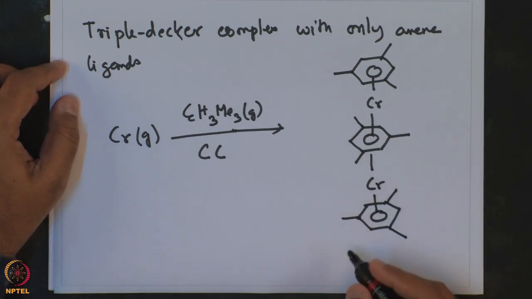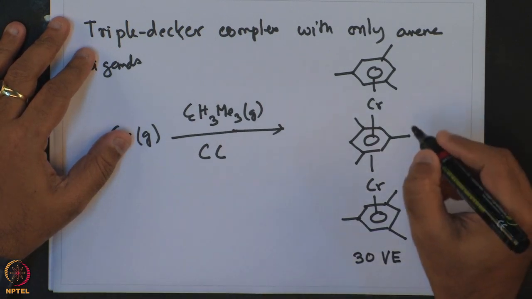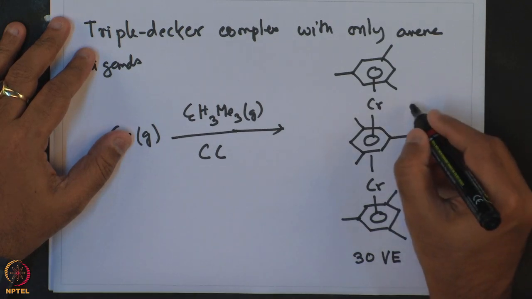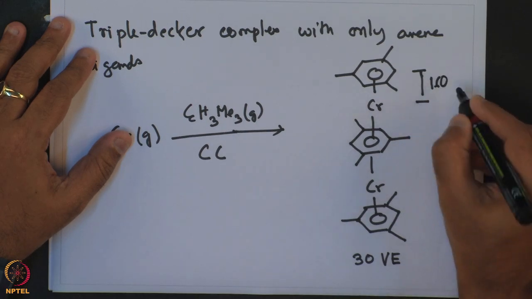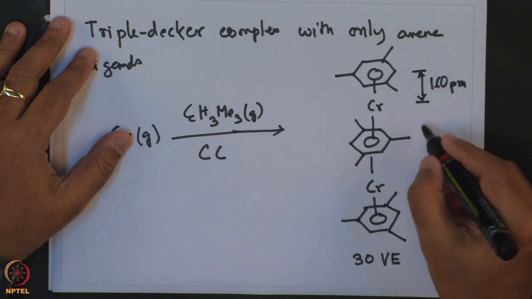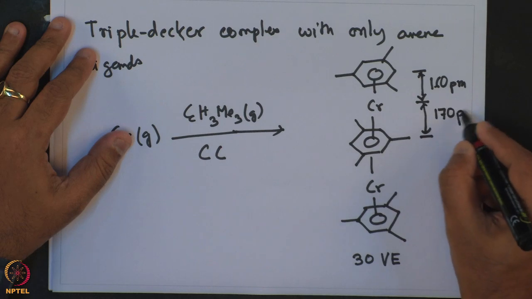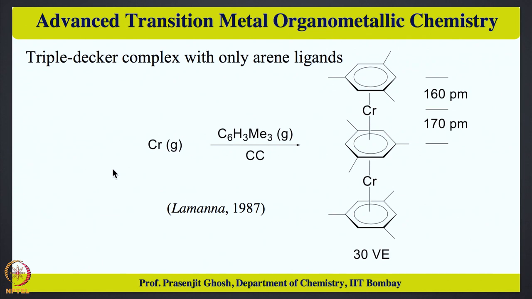And this is a 30 valence electron compound, and the distance between benzene and chromium is 160 picometer, whereas from chromium to the bridging arene it is 170 picometer. So, with these we had come to the end of our discussion on transition metal cyclopentadienyl arene type complexes.